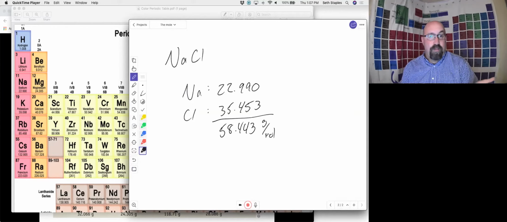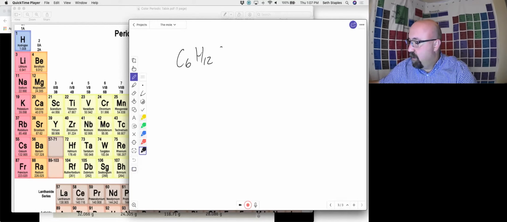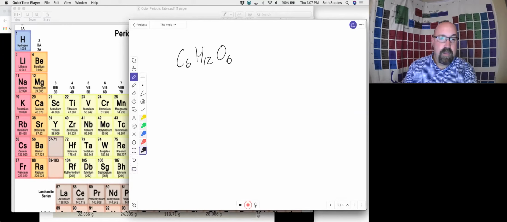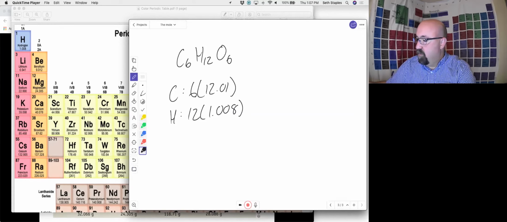Now, maybe we have more than one of each element. That's fine. We just add those up. Let's say we're trying to find the molar mass of glucose, C6H12O6. Again, we're going to use the periodic table to find these atomic masses. We look at carbon, and we see that we have 6 carbons times a molar mass of carbon of 12.01. Hydrogen, we have 12 hydrogens times a molar mass of 1.008.